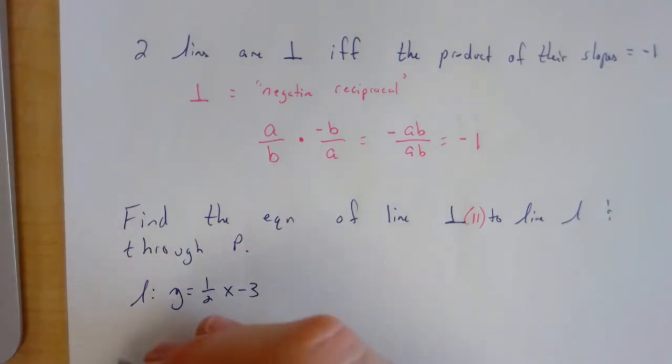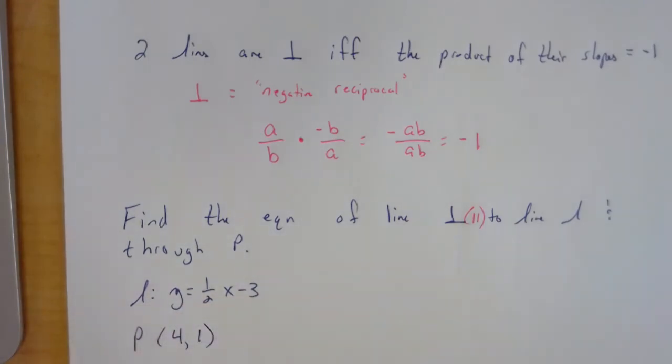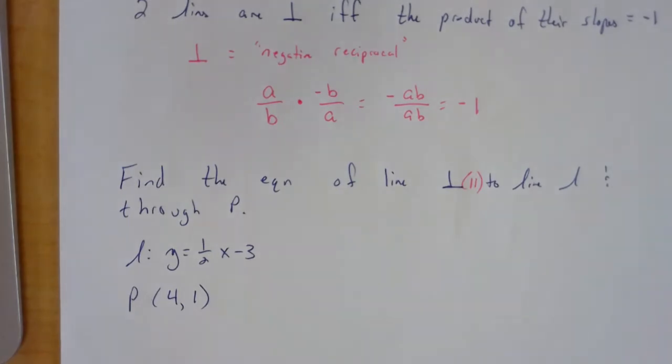And that point P has the ordered pair (4, 1). Okay, so this is the setup of the problem. First I'm going to go ahead and do the perpendicular, and I'll do that in purple.